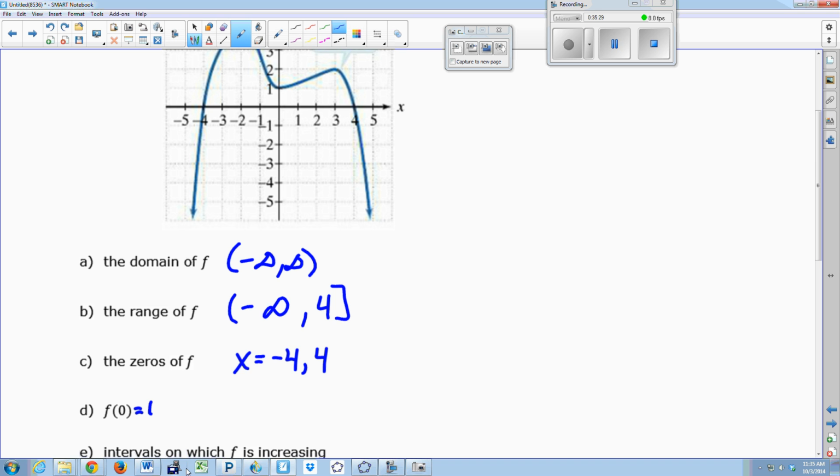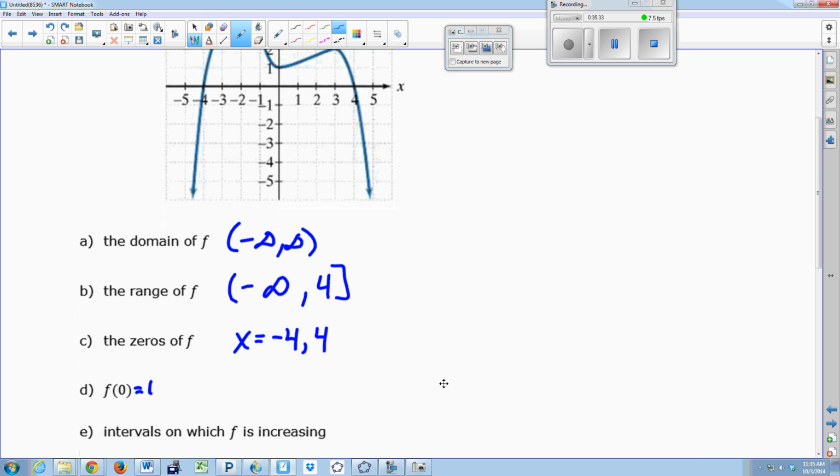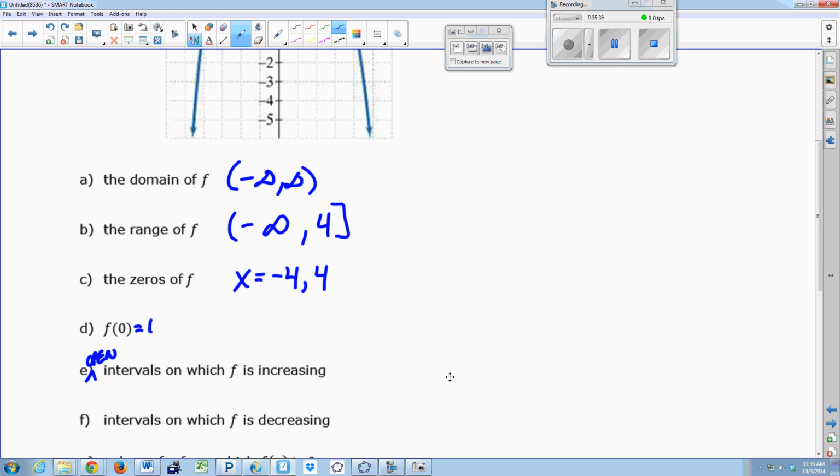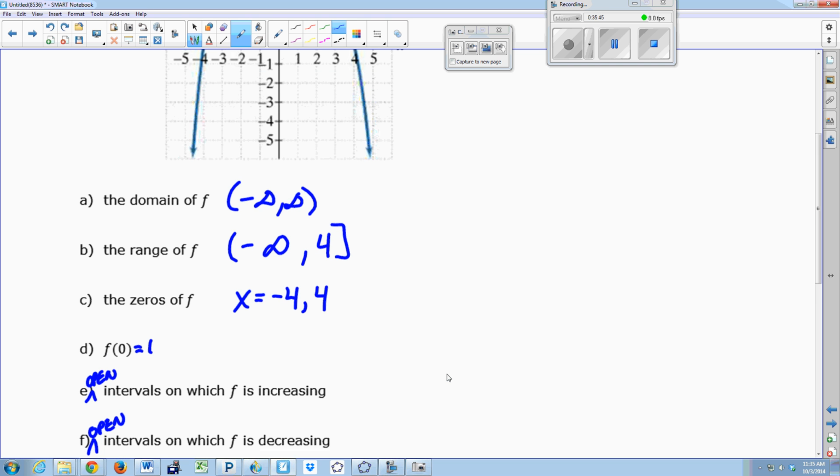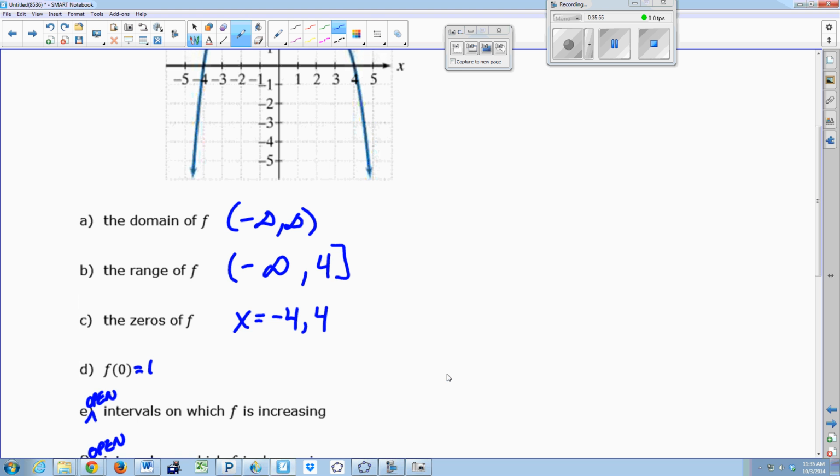Okay, now intervals on which f is increasing. So probably before all of this in your notes, when you see intervals where a function's increasing or decreasing, you should probably put in the word open to remind yourself that we're looking at parentheses, they're open, and we're only looking at the x values or whatever your horizontal variable is. So what are the open intervals for which this function is increasing?